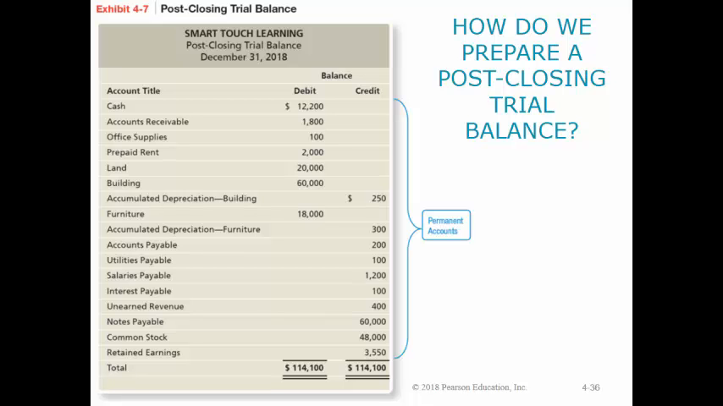Notice that the adjusted trial balance for Smart Touch Learning, Exhibit 4.1, and the post-closing trial balance, Exhibit 4.7, are similar. An easy way to make sure that you don't make an error in the closing process is to compare the adjusted trial balance to the post-closing trial balance to ensure that 1. Account balances above retained earnings are the same, 2. Account balances below retained earnings are zero and therefore not included, and 3. The retained earnings account balance matches retained earnings on the balance sheet.